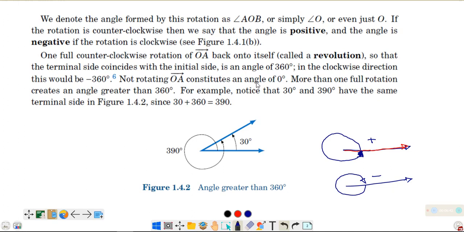More than one full rotation creates an angle greater than 360. As I've mentioned earlier, magkakaroon na tayo ng mga coil-like. So, gawin natin itong nasa figure 1.4.2, angle greater than 360. As we mentioned earlier, pagka counterclockwise, you will create a positive angle. So, isang buong complete revolution, this is the initial side.